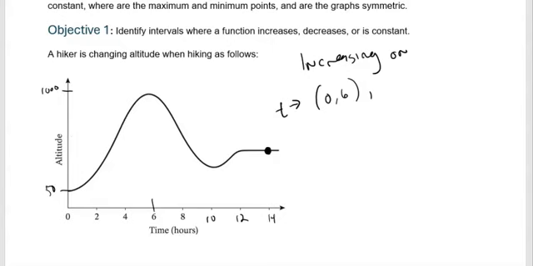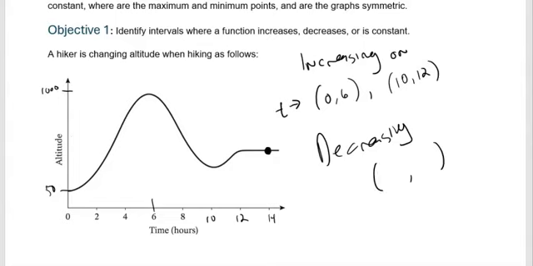And then he's going to increase from 10 to 12, right? We're not interested in what the increase is. It's just for which inputs is the output increasing. And then it looks like we're decreasing from 6 to 10. And then you can see he's constant here from 12 to 14. So that's where he is not increasing. The altitude is not changing. It's constant, right? It's just leveling off here, and that's from 12 to 14.